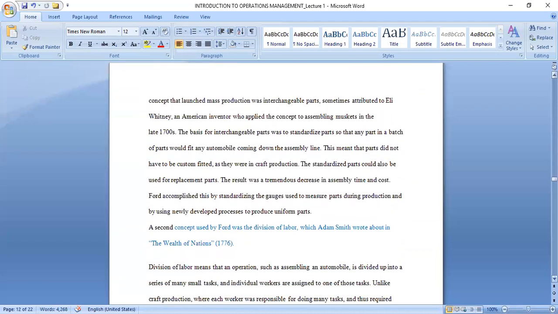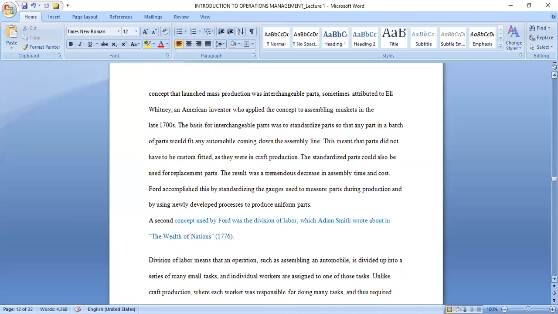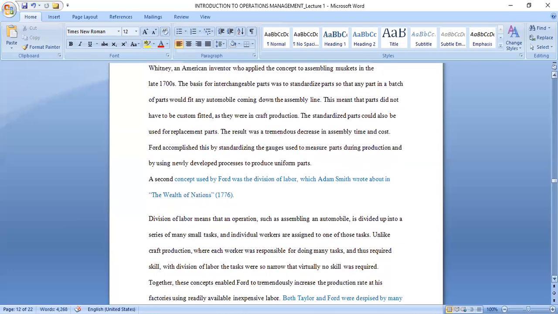So Henry Ford also introduced what we call the division of labor, which was also talked about by Adam Smith in his book that he wrote in 1776, entitled The Wealth of Nations. So Henry Ford introduced the division of labor.